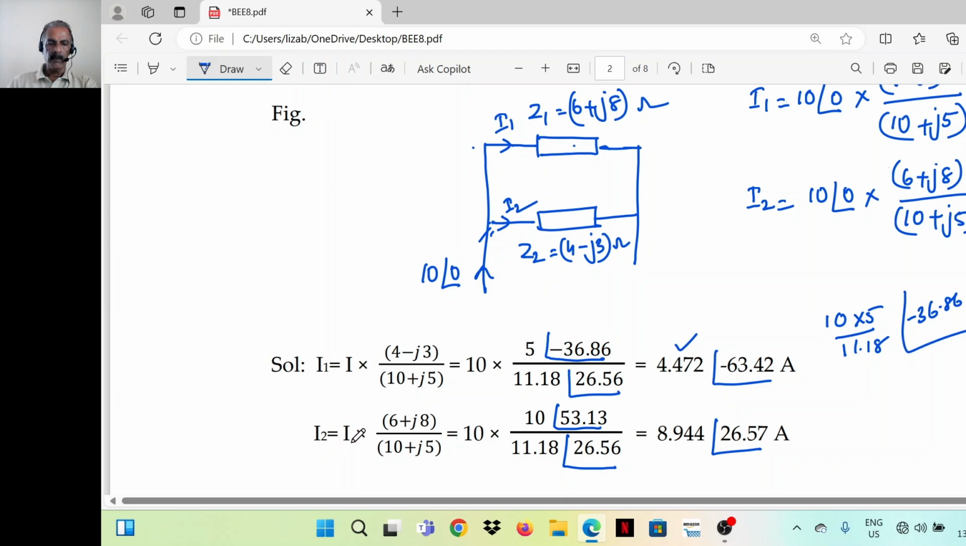Similarly, I2 is equal to magnitude 10 into 10 divided by 11.18 angle 53.13 minus 26.56. 10 into 10 divided by 11.18 is 8.944, and 53.13 minus 26.56 is 26.57. So these are the branch currents.